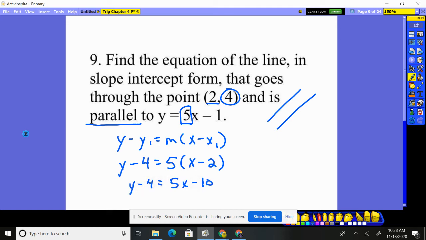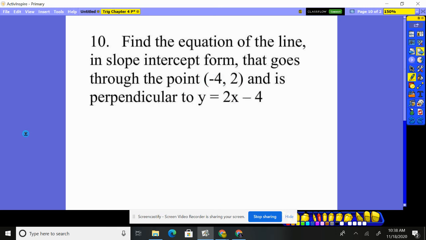And I'll have it here soon. All I've got to do is now move my 4 over. And we'll put our answer right here since our space is limited. y is equal to 5x minus 6. And there's the answer.